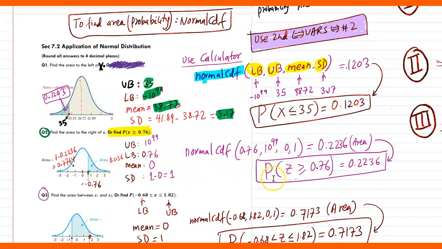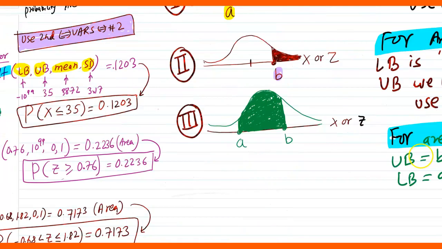So we call probability P(z greater than or equal to 0.76) equals 0.2236, because we say probability as an area here. Okay, I'll mention that here. Whatever number you get, this is also probability. Make sense? This is for the second graph, we had it before here.